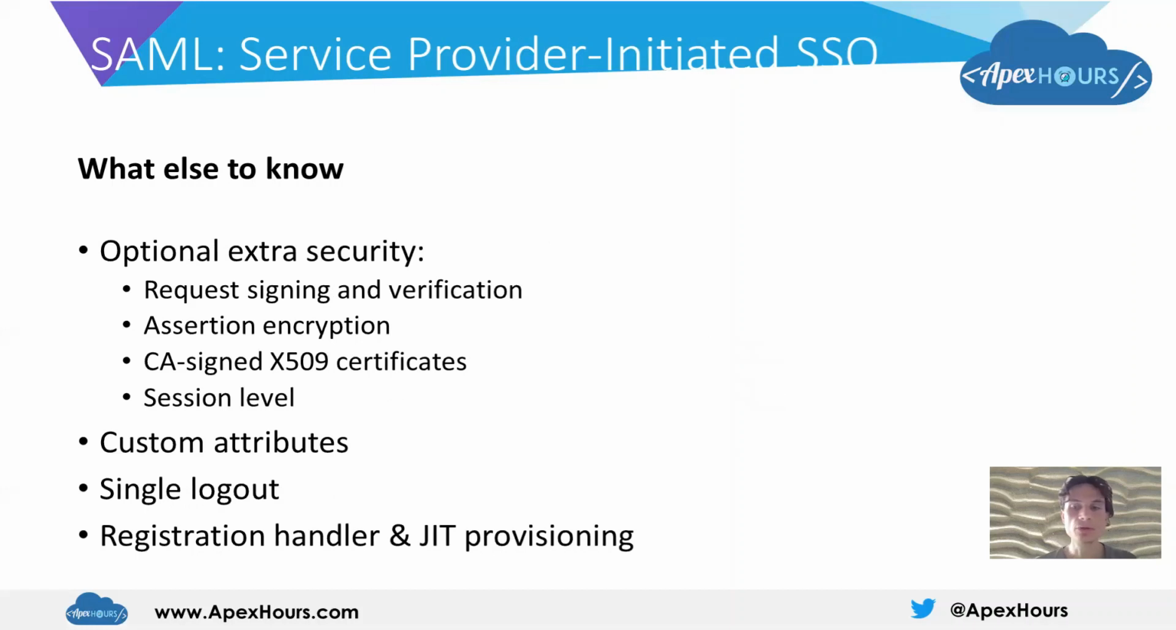There's a few extra security mechanisms that can be implemented. So request signing, I mentioned it as part of the flow, that can be applied by the service provider, and if we configure the service provider's certificate within the identity provider, then the identity provider can check and be sure that the request has been made by the authorized party. The assertion, as well as being signed, can also be encrypted for additional security.